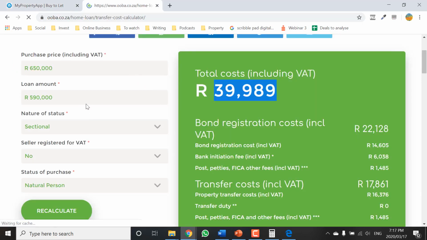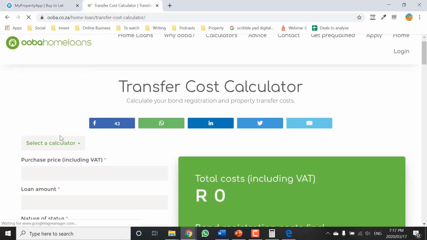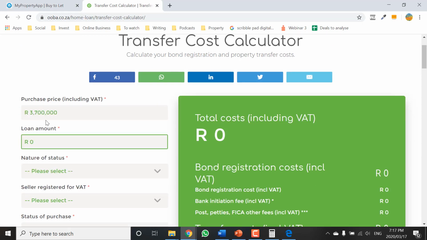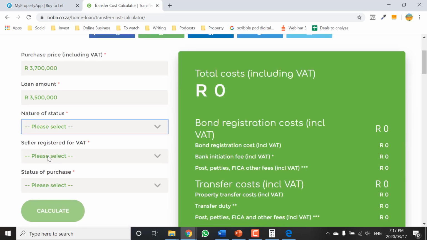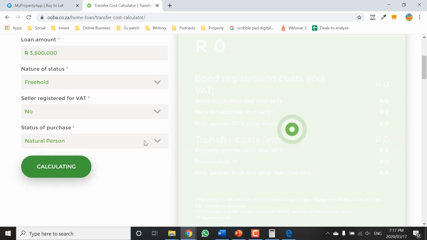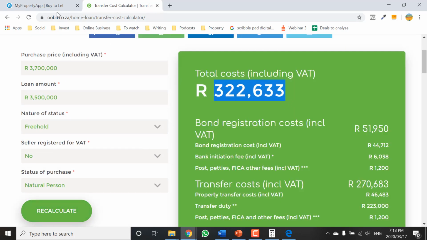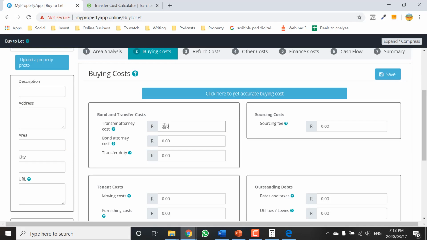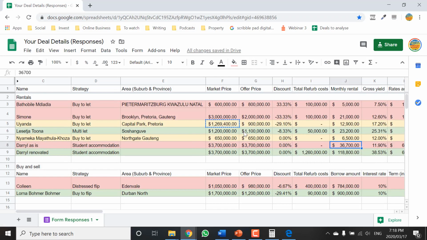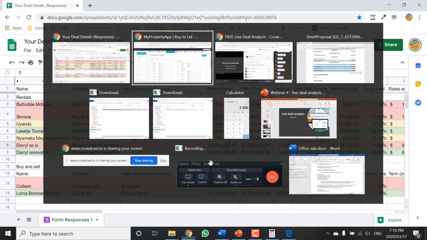Okay, and our buying costs, same process. We go to Uber, put in our purchase price here of 3.7 million, and then a loan amount of 3.5 million. Okay, it's a freehold, not registered for VAT, and a natural person. So the buying costs here will be 330,000 Rand. Renovations, let's see. There's no renovations required here, which is great.